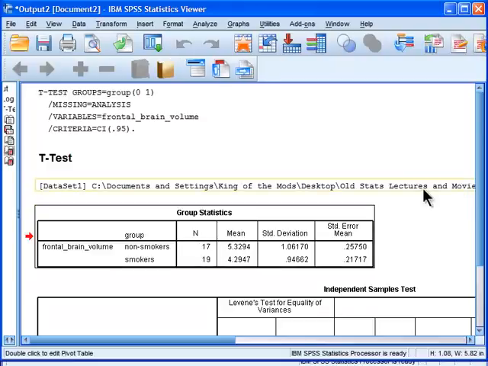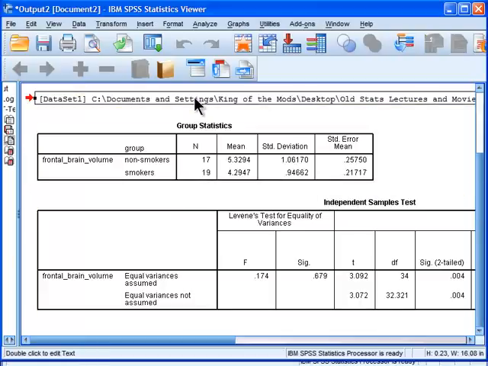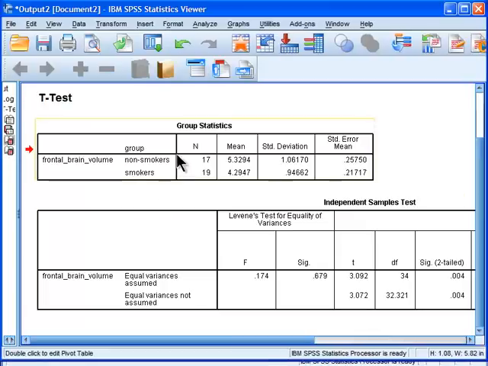All right, so the first box that is visible in SPSS is the group statistics. And we've got frontal brain volume, group non-smokers and smokers. So sample size in non-smokers was 17, and in smokers, 19. And then we've got the means for frontal brain volume. It's not exactly frontal brain volume that Brody et al. measured. They measured a ratio of frontal lobe volume divided by global brain volume, but we'll just say brain volume for the purposes of this example.